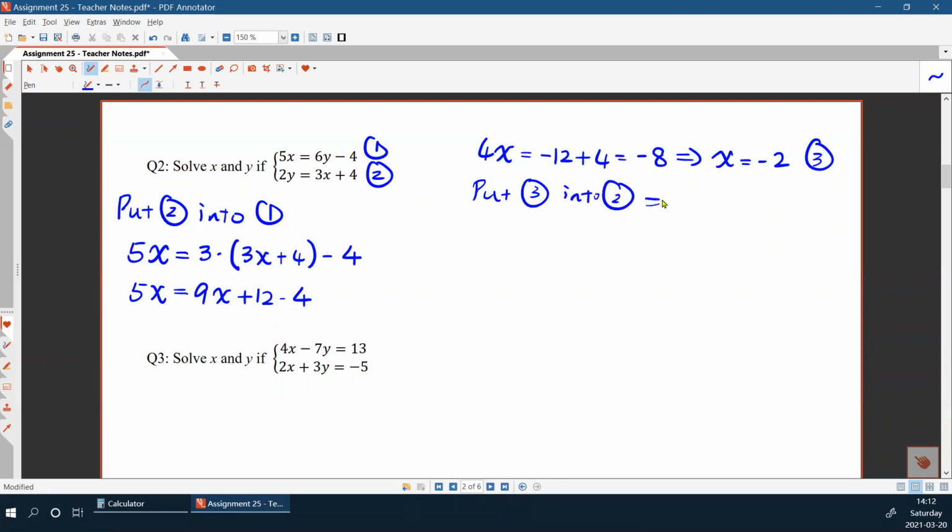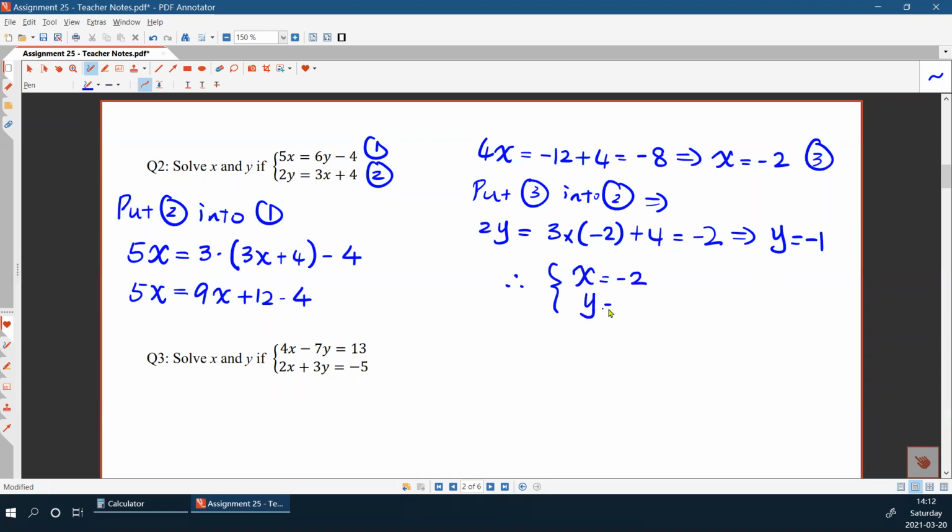This seems easier, right? Okay, so this gives you 2y equals 3 times x, which is minus 2, plus 4, which is minus 2. So this gives you y is minus 1. So now our conclusion is x is minus 2, y is minus 1. Any questions? No? Okay, let's see the next one.